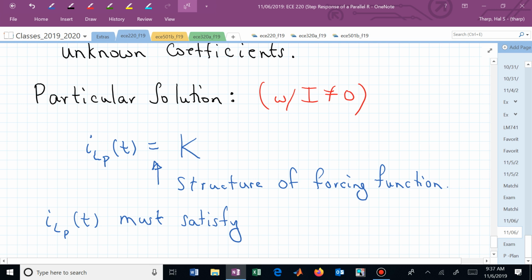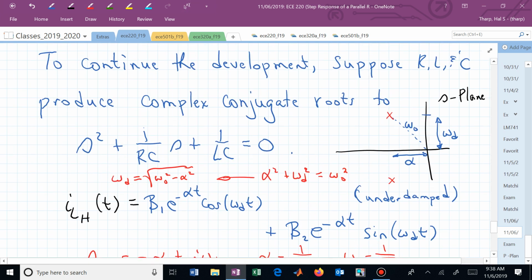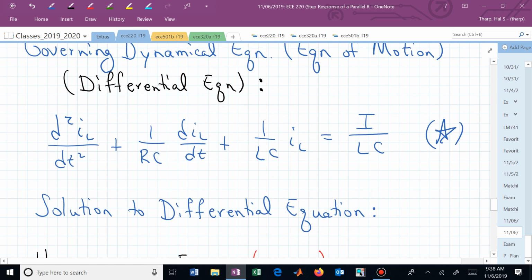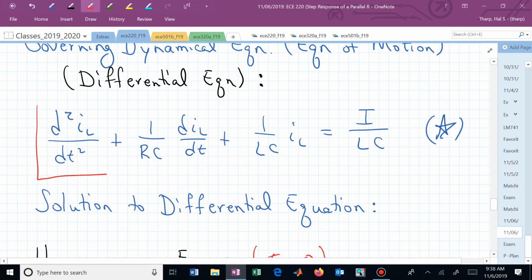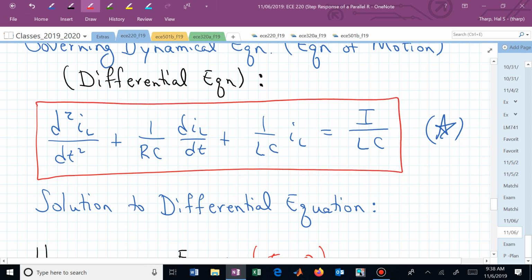That solution has to satisfy our governing differential equation, which is why I labeled it with a star. I sub L sub P must satisfy star. And if we go back here and find star, here boy, there he is. Here's star. We need I sub L as a constant to satisfy that. We differentiate a constant, it goes away. We differentiate it again, it goes away. The first two terms are gone with that assumed structure for I sub L particular.